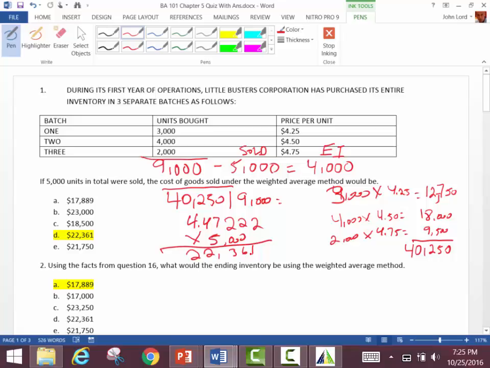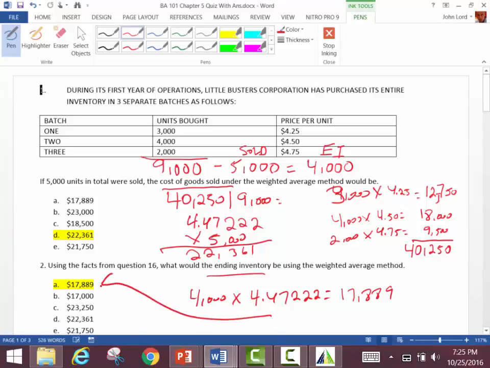Good. You want to do the ending inventory? The next one? So now I got 4,000 left in ending inventory. Good. Good. And that gives me what? 8889 there, give or take. Right? Okay, good. Very good.